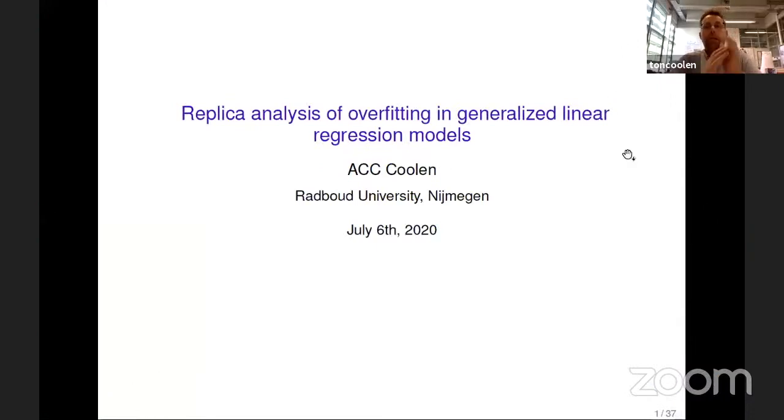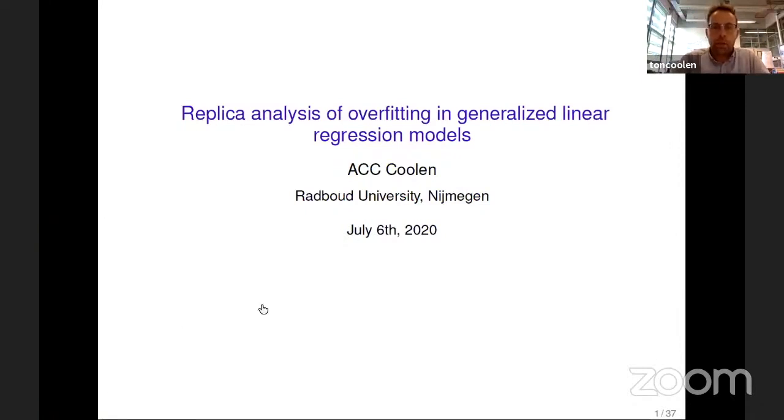So thank you, Lenka. Let me start with this talk. We all know what overfitting is. Overfitting happens when we have a model that is too complicated relative to the number of samples in the data. And if we have such a learning scenario, then the model starts to mistake noise for signal. And you get predictions and regression outcomes that are very unreliable.